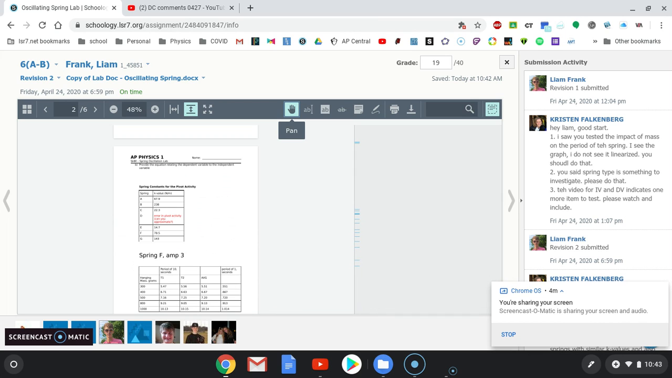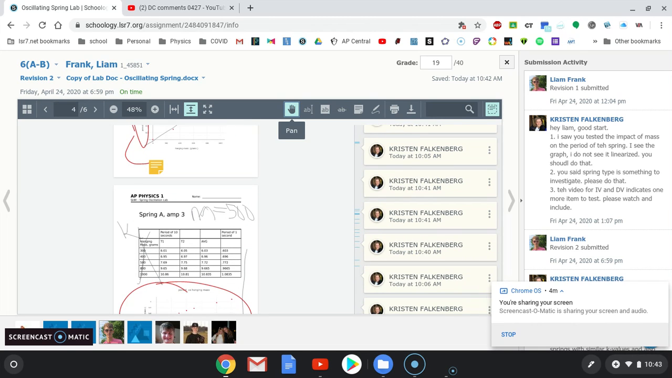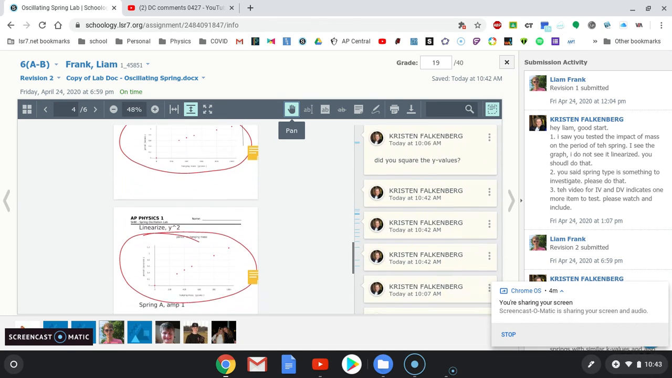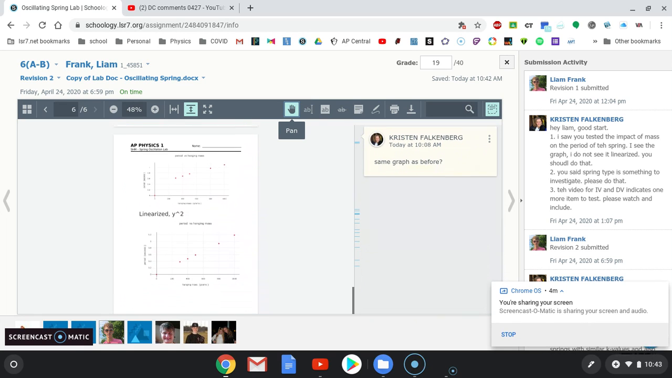And the other thing is, I think you did and tried to compare spring A amplitude 3, and then you did spring amplitude 1, but then again, you did mass versus period. I want displacement versus period, okay? And you need to explore that.